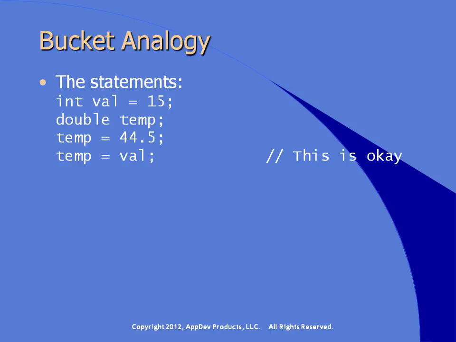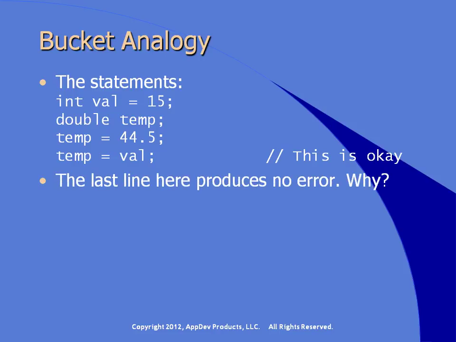Now, let's look at these statements. Same thing, only the difference is now we're taking the value of val and assigning it into temp. The bad thing is compilers don't generate an error on this. I think they should, and the reason is because you have a type mismatch. You're taking an integer and assigning it into a double. But because you're taking the contents of a 4-byte bucket and pouring it into an 8-byte bucket, that's fine. There's no data lost. As long as there's no spillage involved, if you will, the compiler doesn't flag this as an error.